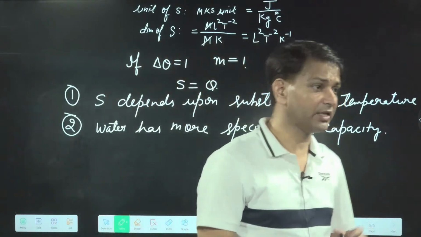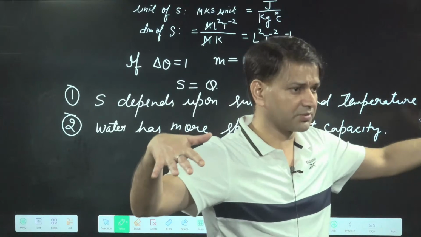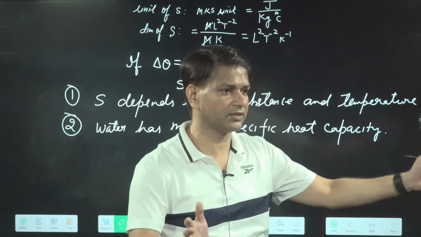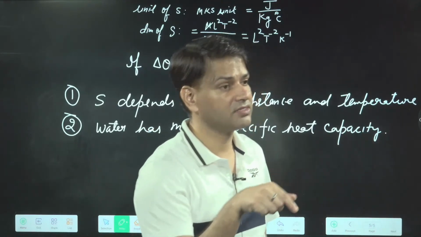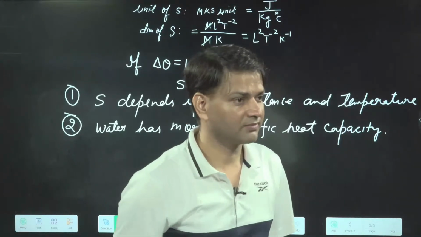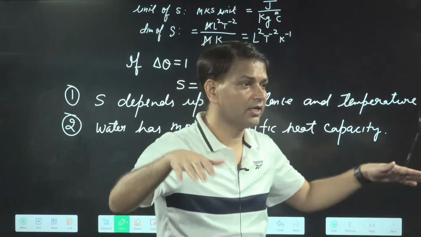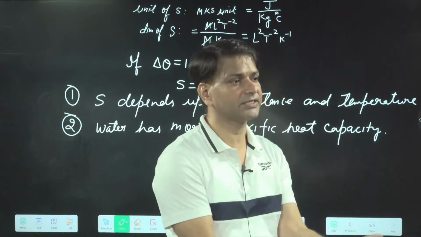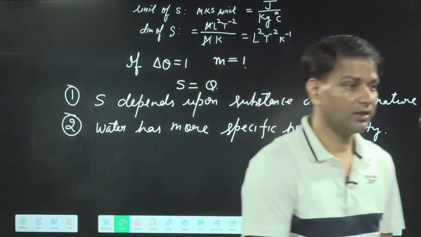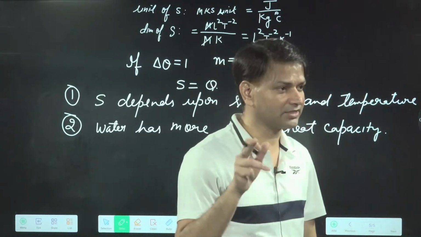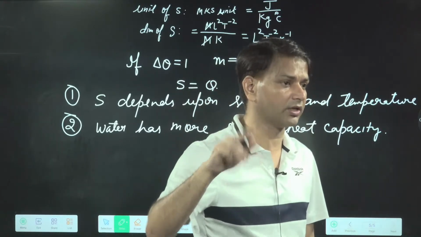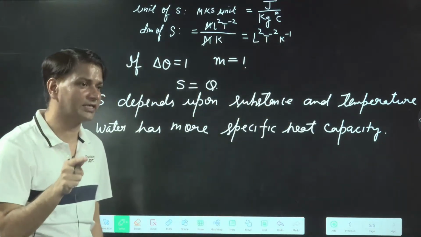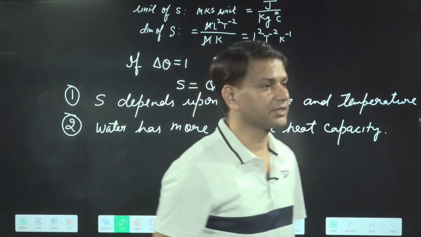So water has the more specific heat. Suppose I am supplying an equal amount of heat to water and another substance. Water has the more specific heat, so whose temperature change will be more, water or the other substance? Water's temperature change will be lesser. Why? S is more for water. Yes or no? So the temperature change will be lesser for water, and the other substance's temperature change will be more.